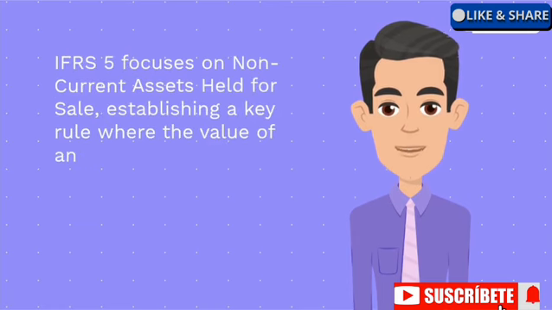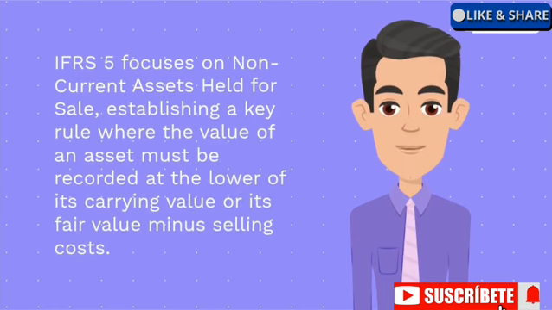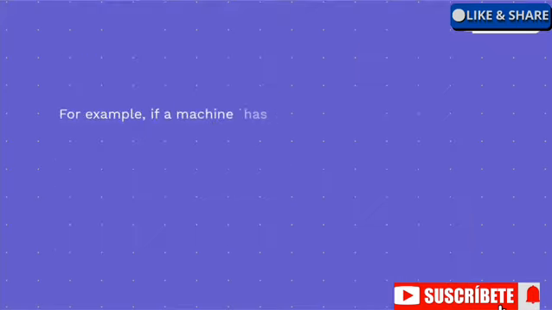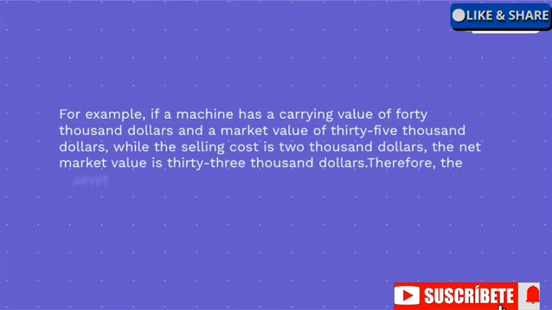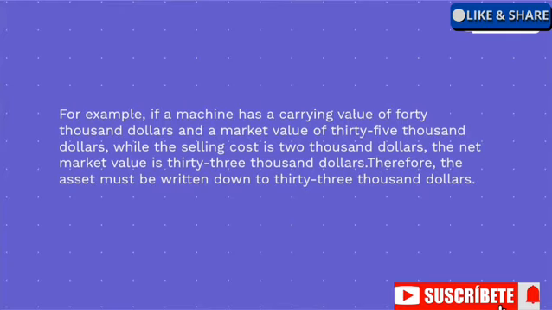IFRS 5 focuses on non-current assets held for sale, establishing a key rule where the value of an asset must be recorded at the lower of its carrying value or its fair value minus selling costs. For example, if a machine has a carrying value of $40,000 and a market value of $35,000, while the selling cost is $2,000, the net market value is $33,000. Therefore, the asset must be written down to $33,000.